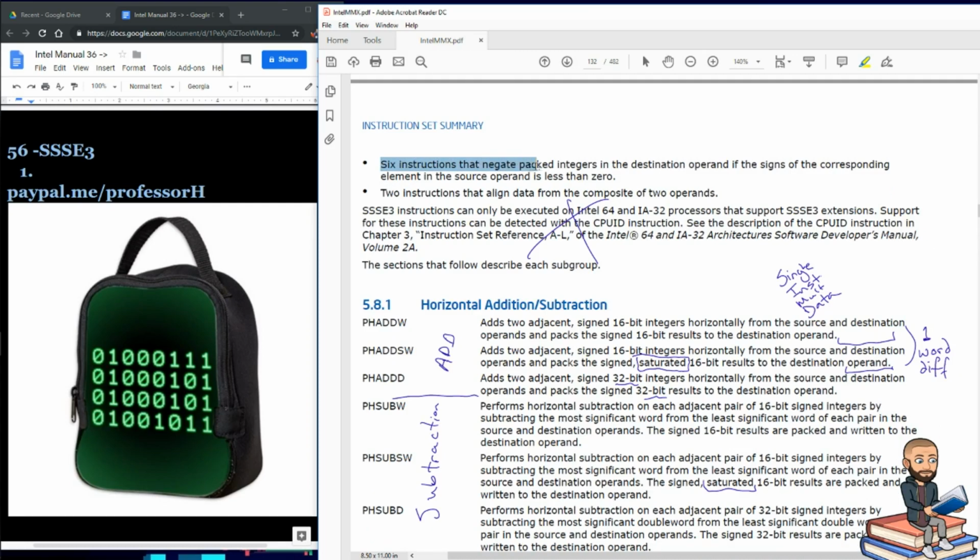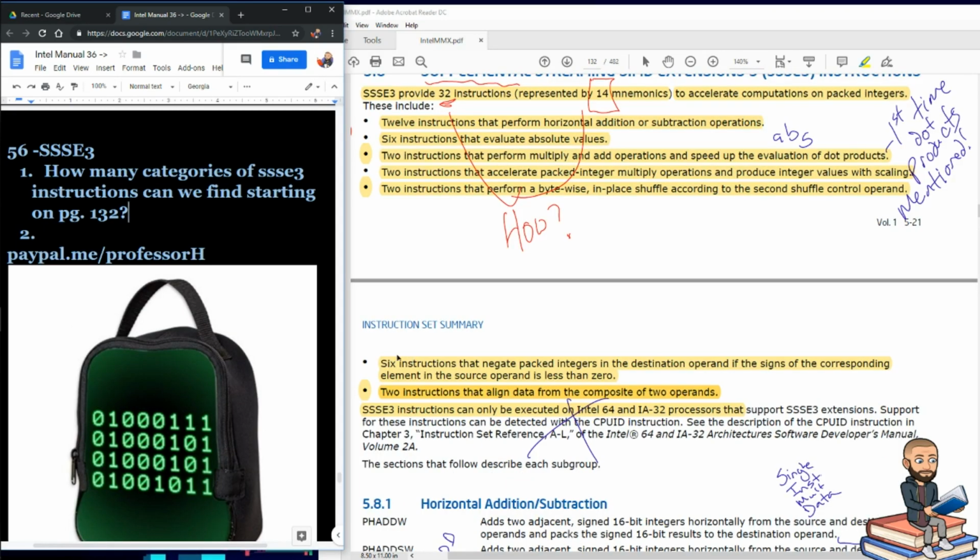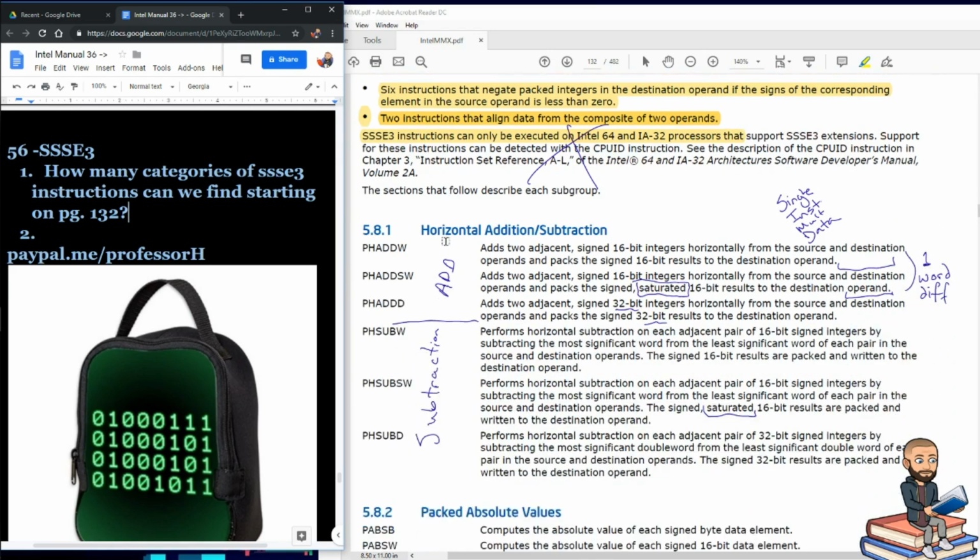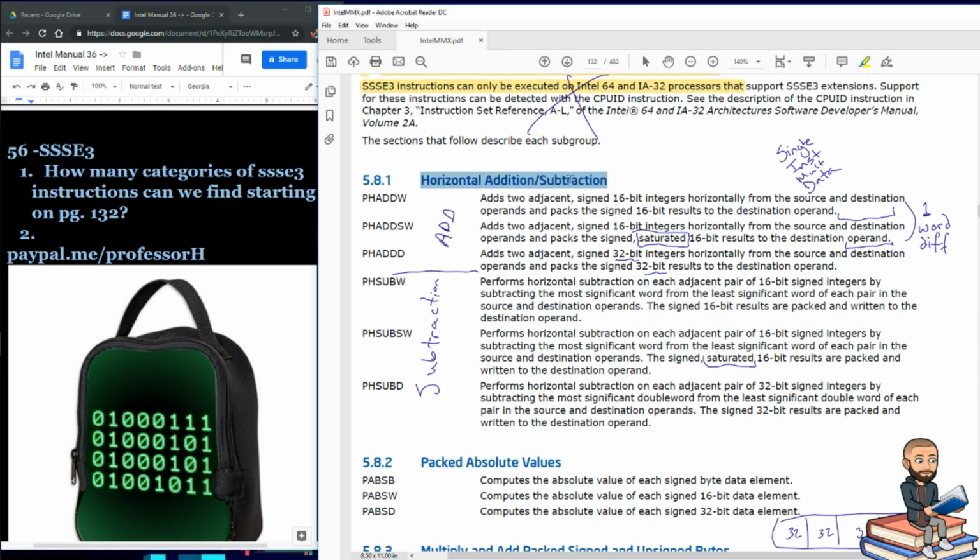These 6 instructions negate packed integers in the destination operand if the sign of the corresponding element in the source operand is less than 0. So 6 instructions dealing with this whole less than 0 idea. Now the 2 instructions that align data from the composite of 2 operands will be our actual final 2. So the question is, how many categories of SSSE3 instructions can we find? And that will start here on page 132.